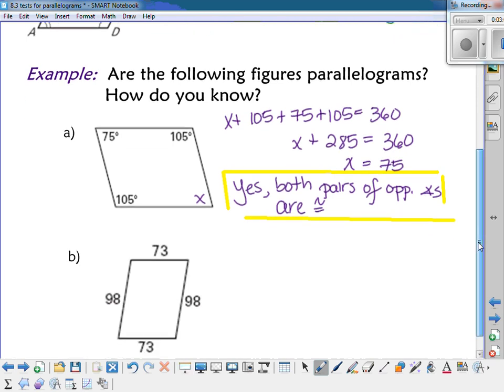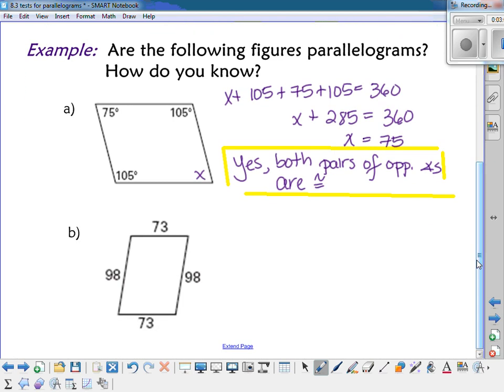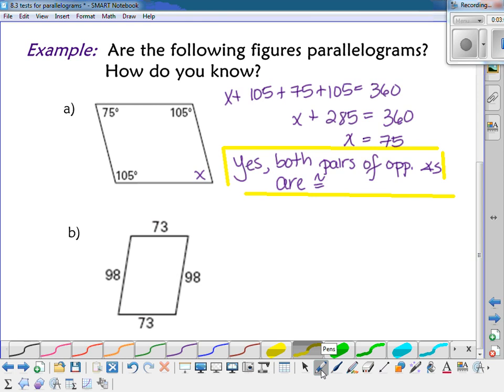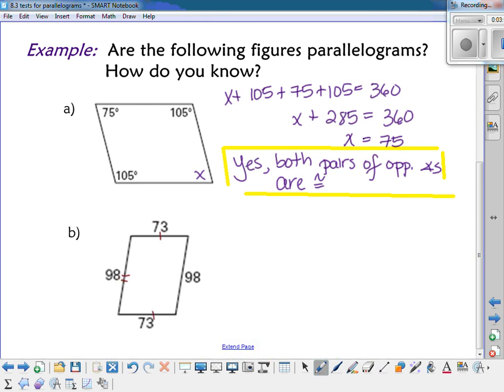Look at the next one. On this one, my opposite sides, one set are 73 and the other set's 98. So both pairs of opposite sides are congruent, so that one is also a parallelogram.